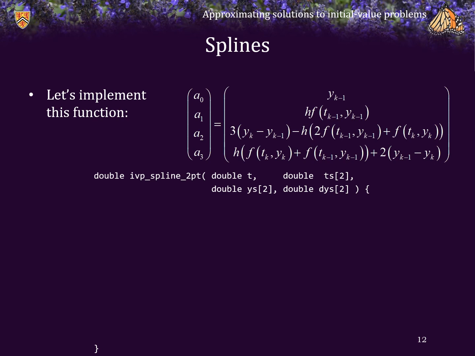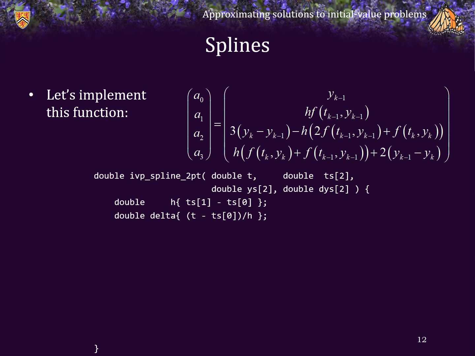Basically, a spline is a polynomial that has not only the value specified at 2 points, but also slopes and perhaps even concavities or higher derivatives. But in this case, we're only specifying the values and the slopes. 4 constraints, 4 coefficients. First, we're going to calculate h, because we will need it.